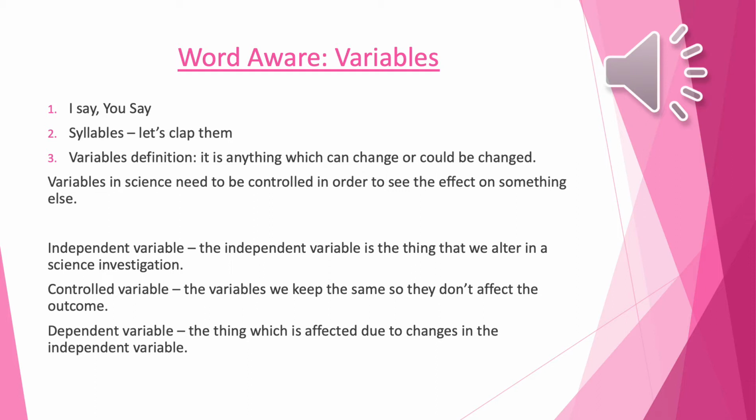And then finally, the dependent variable, this is the thing which is affected due to changes in the independent variable. So we're going to be checking that thing to see how it changes. So the dependent variable here in the ice example would be the ice cube, because that would be the thing that would change, say if it was outside. Okay, so we'll go through the variables a little bit more as we keep going.